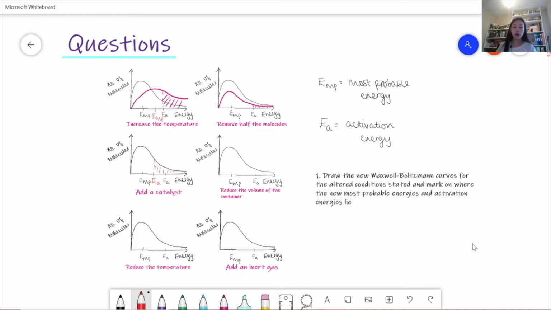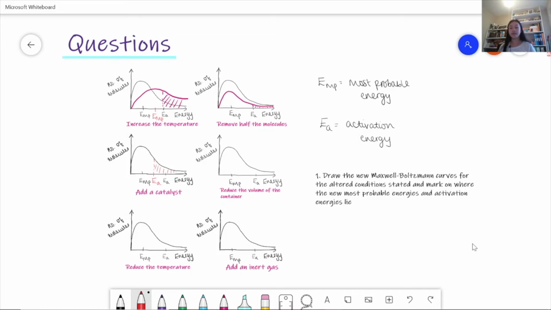For number 4, we're trying to reduce the volume of the container. So what we do when we reduce the volume of the container is that the number of collisions per unit time increases. But actually, the most probable energy of the particles doesn't increase because we're not supplying them with energy. We're not increasing the temperature or anything. And also, the activation energy isn't changing.